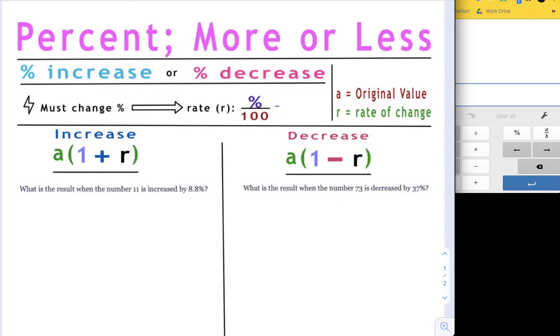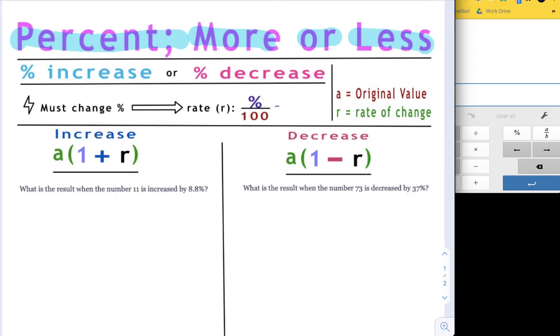right? A lot of percentages are in the real world, so this is where we're going. So this particular lesson here is called percent more or less, right? More or less. More means the value is going up. Less means the value is going down, right?